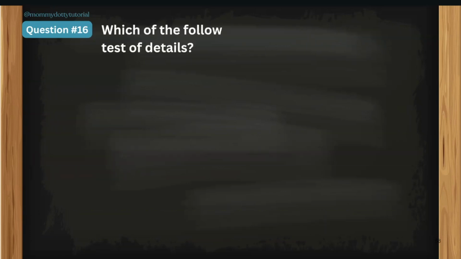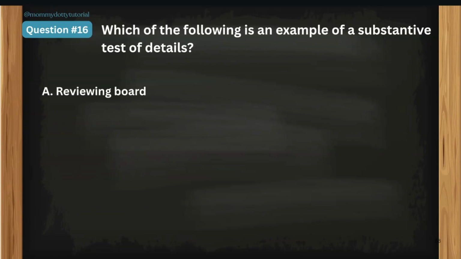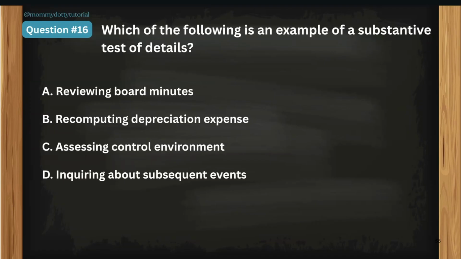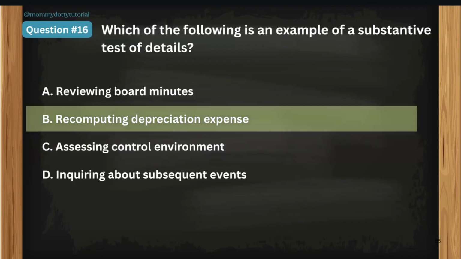Question number 16. Which of the following is an example of a substantive test of details? A, reviewing board minutes. B, recomputing depreciation expense. C, assessing control environment. And D, inquiring about subsequent events. Okay, you may pause the video to think. The correct answer is letter B, recomputing depreciation expense.